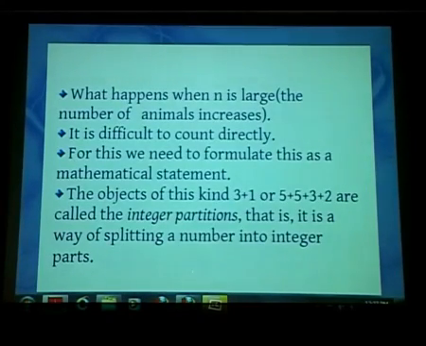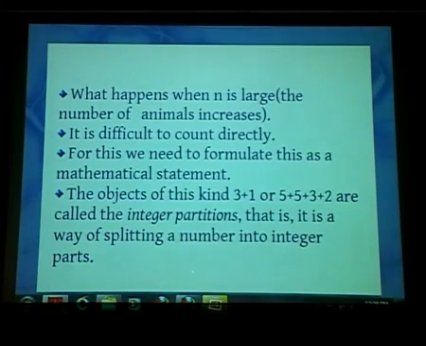So now we have only a few animals, so we just line them up and see how things are going on. Now if, for example, I am giving 50 or 100 animals, how can we do this? It's really difficult. So what we are going to do is, counting directly is very difficult, but formulating it into a mathematical statement and trying to prove it with greater generality is much easier.